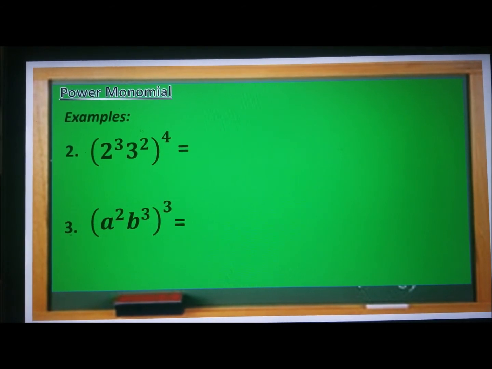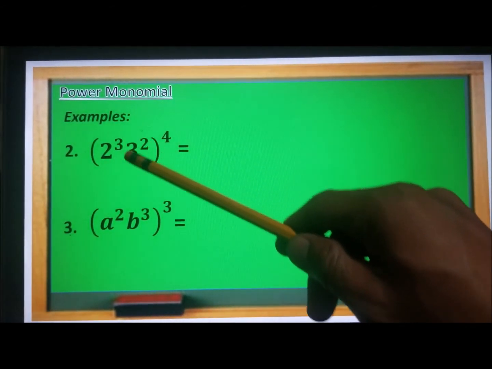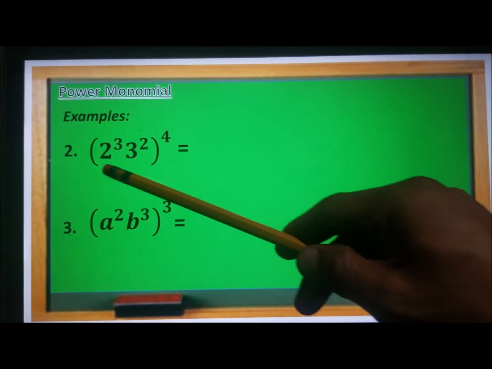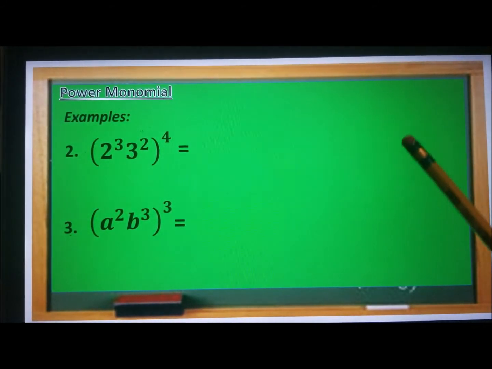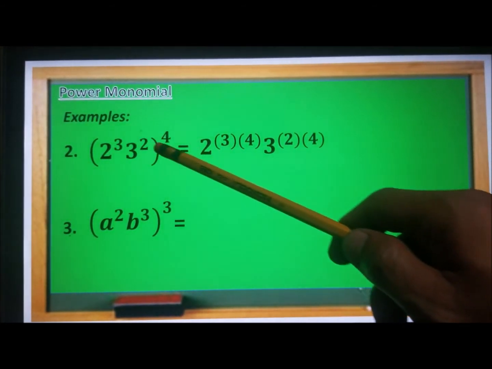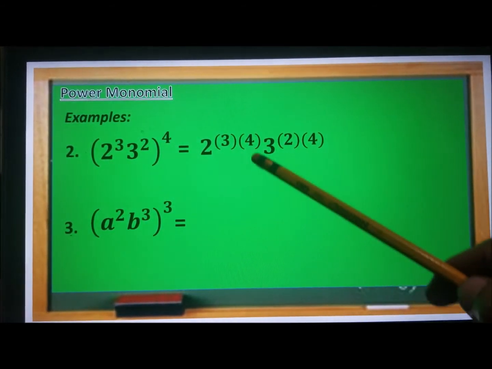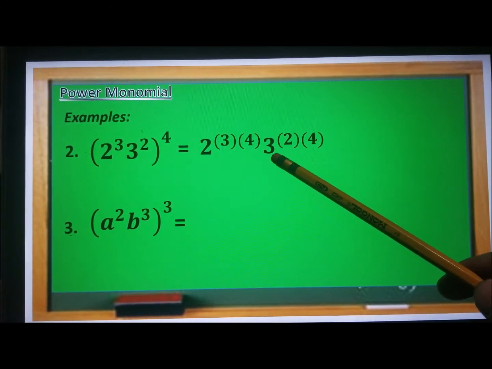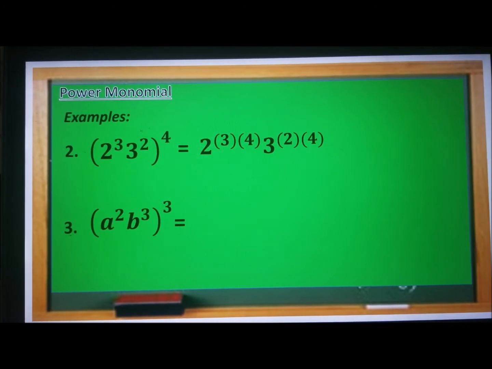For more examples, let's have 2 cubed times 3 squared, all raised to 4. Again, copy the bases, so we'll have 2 and 3. Then multiply the outer exponent with the inner exponent. So we have 4 times 3, and we have 4 times 2 for the 3. Then the answer will be 2 raised to 12, 3 raised to 8.